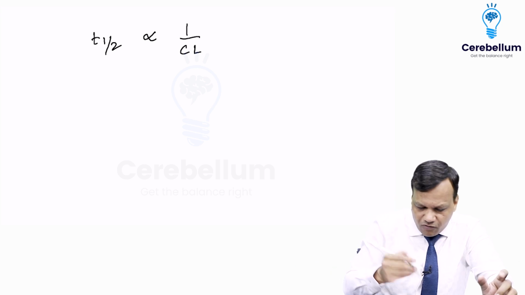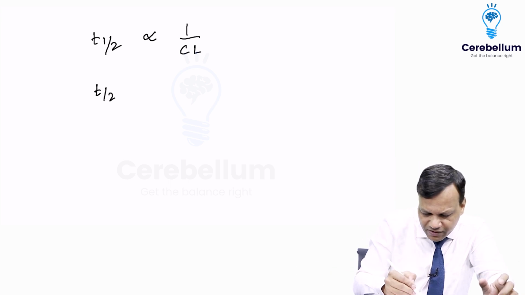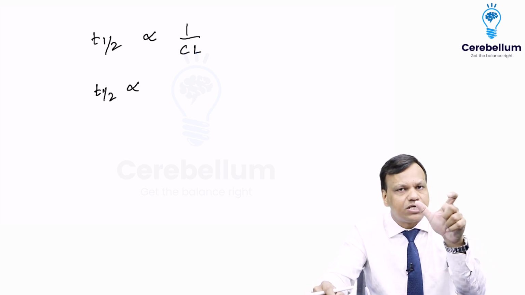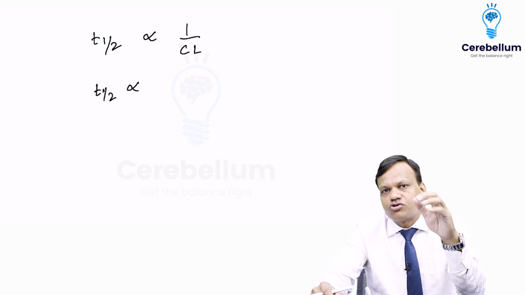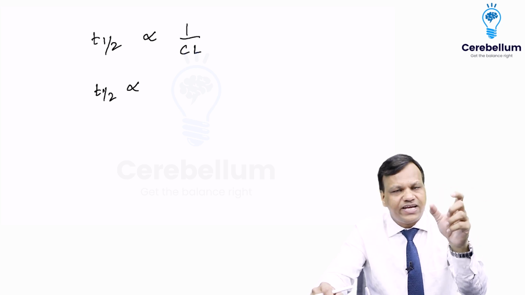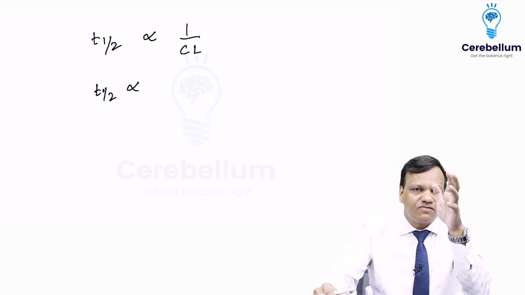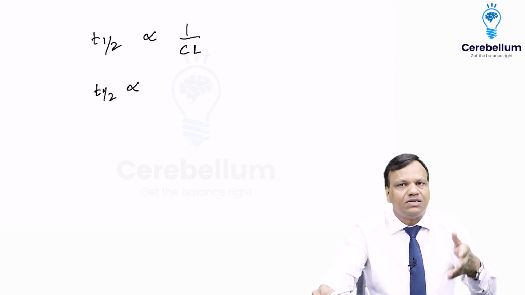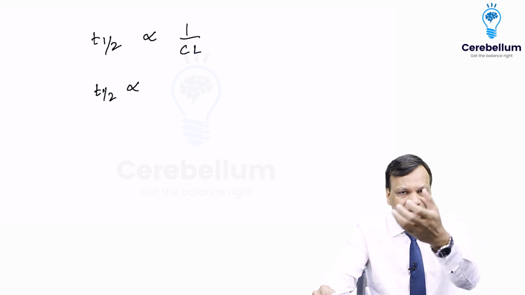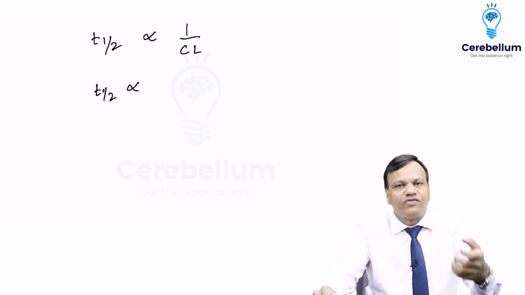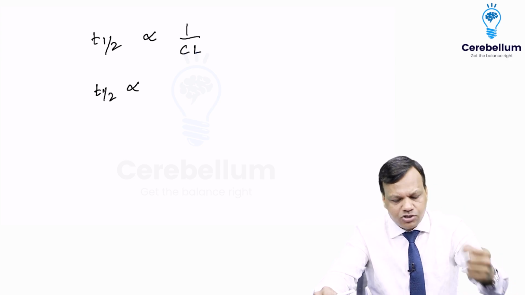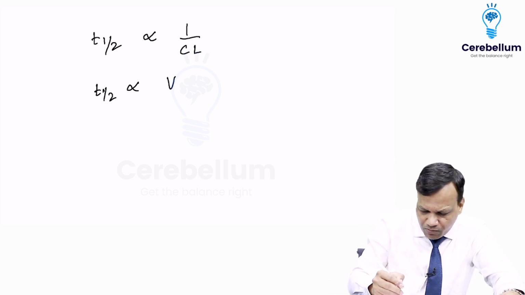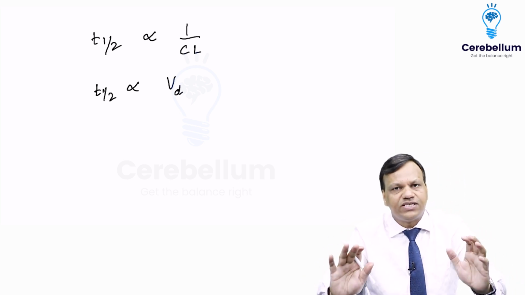Logical. Now what is the relationship between half-life and volume of distribution? If volume of distribution is high, it means most of the drug is in the tissues, very less is in the plasma, and the drug which is in the tissues will act as a storage site. The drug which is in the plasma will be metabolized, but again it will come from the tissues. So it will keep on working for a longer time. So what will happen to half-life? It will be longer. So usually when volume of distribution is high, half-life is high.